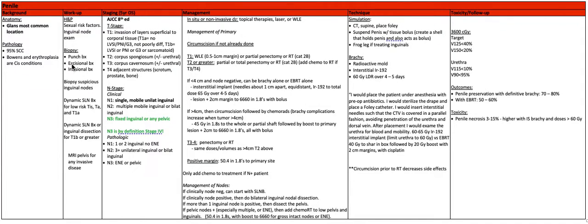Biopsy. Do a punch biopsy. Do an excisional biopsy and incisional biopsy. Biopsy. Suspicious inguinal nodes. Dynamic sentinel lymph node biopsy.